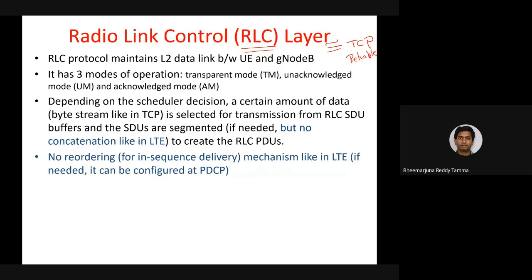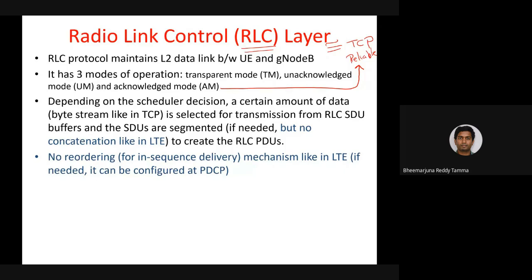So that way we say that the RLC protocol maintains the data link between the user equipment and the base station. And it has, interestingly, 3 different modes of operation. One is the transparent mode, the second one is unacknowledged mode, and the other one is acknowledged mode. Whenever I mention that this is equivalent to TCP, it is when it is operating in AM mode, not when it is operating in TM or UM mode.